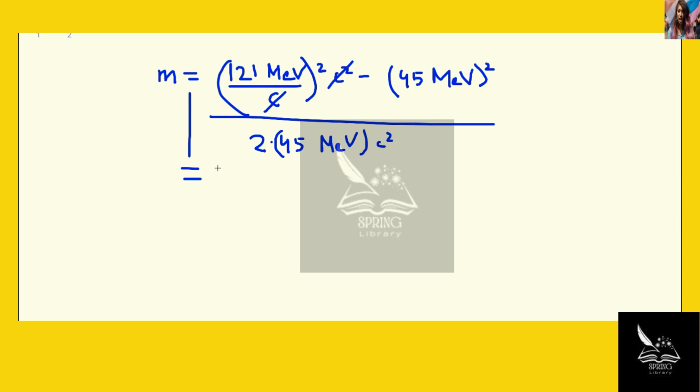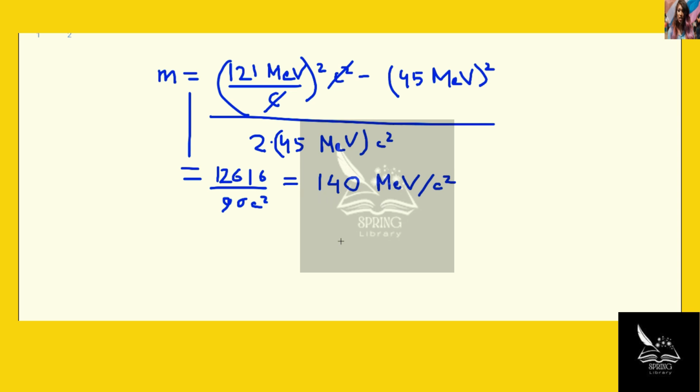And so this gives you 12616 over 90 c squared, because the MeVs cancel, and you're left with 140 MeV per c squared. And so you can leave your answer as this. This is obviously a way of quoting mass.